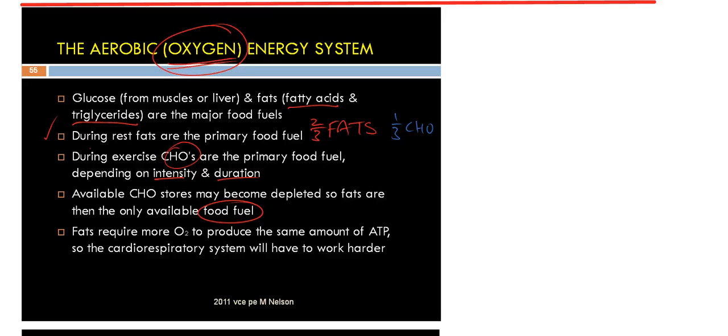So, question: what will happen to the rate of ATP resynthesis if we run out of available carbohydrate? If that does occur, then we have to decrease our rate of energy resynthesis because it takes longer to break fat down than it did carbohydrate. If it's taking longer to resynthesize ATP, that means the rate of production decreases, therefore our output intensity will also decrease.